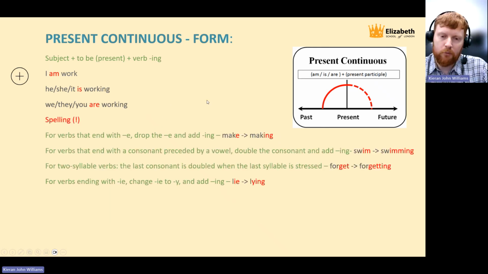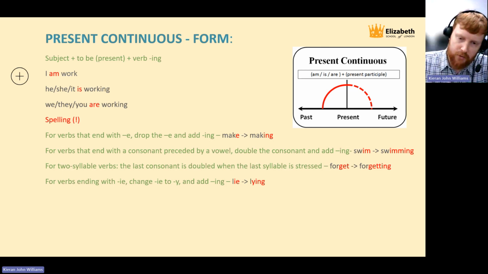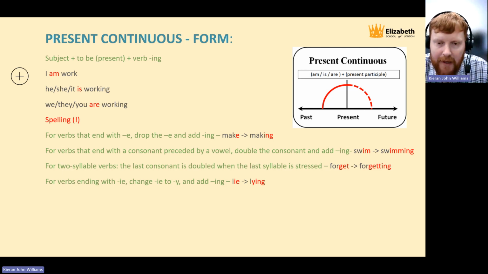All right. So let's be careful with the spelling again here. Okay. So normally we just add ing on, but there are some situations where we need to be a little bit different about how we make the continuous form. So if your verb ends with e, for example, in the word make, then what we should do is drop the e and then add ing onto the end of it. Okay, so make, lose the e, and then add ing, so it is making.